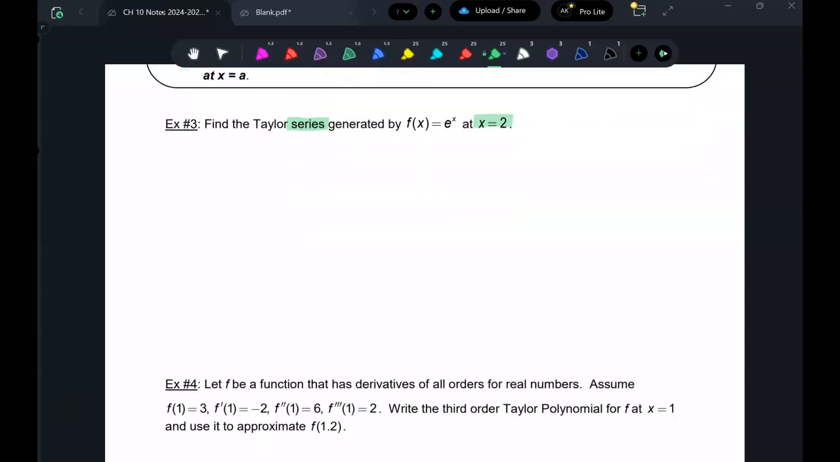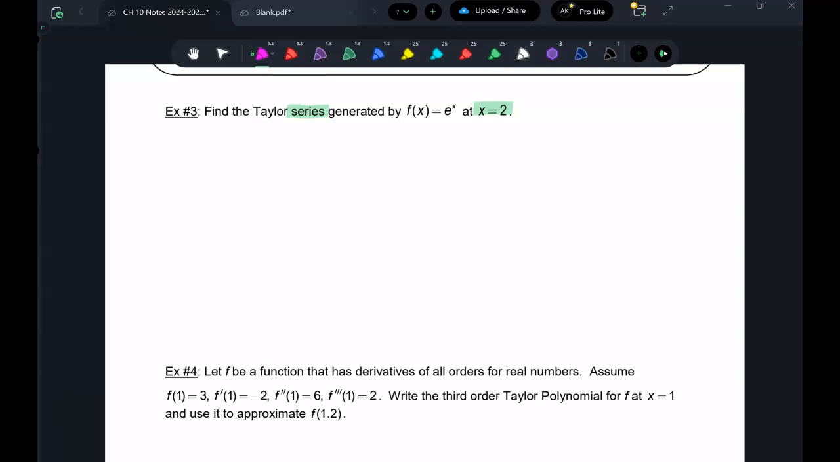Don't do it. I see you. So f of 2 is e squared. It's going to be the same every time. Wait, f prime of 2 is... Don't do it. Don't be weird. I'm going to block it.